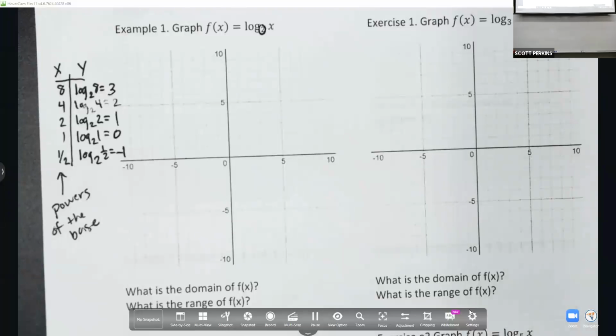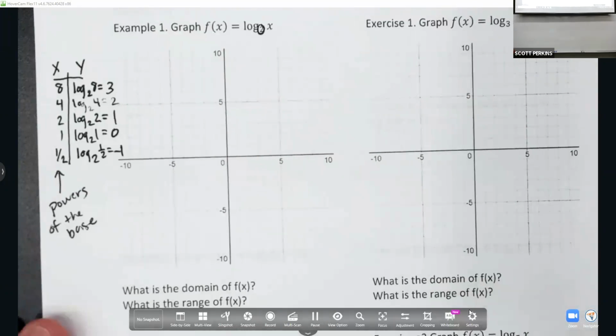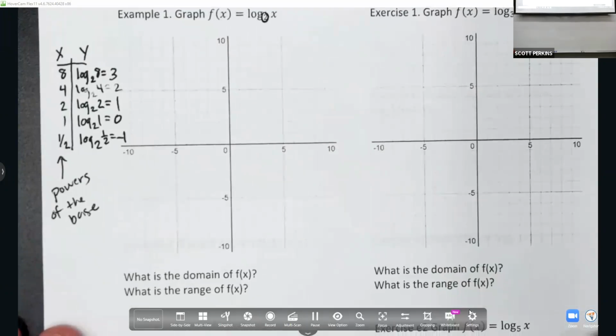So the key, again, just to repeat myself, is you pick x values that are powers of the base. That is the key to making this as easy as possible.